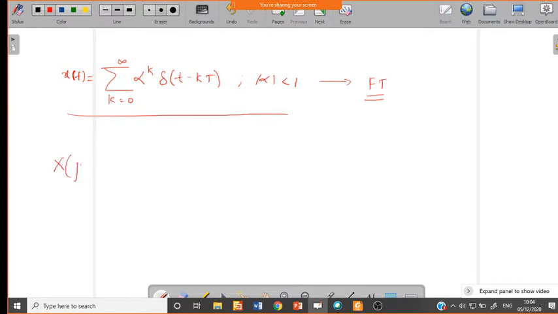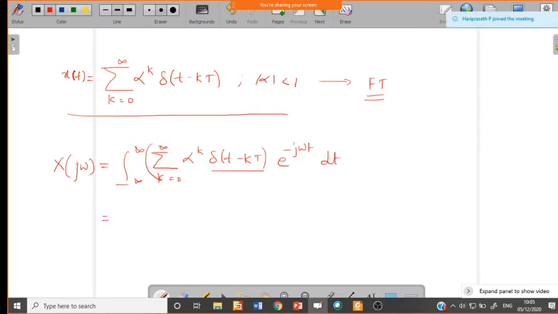So take X of j omega, which is the Fourier transform of the signal. It is the integral from minus infinity to plus infinity of the summation given, k equal to 0 to infinity alpha power k into del of t minus kT. This is your x of t signal, into e power minus j omega t into dt. Since it is an impulse function, it will give 1 only when t equals kT.